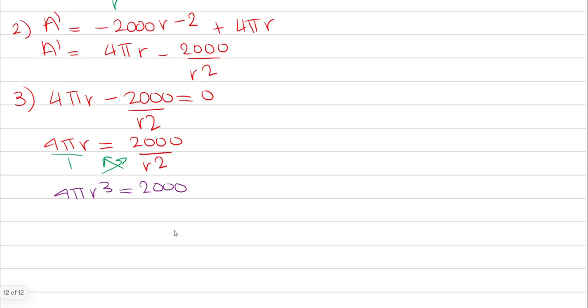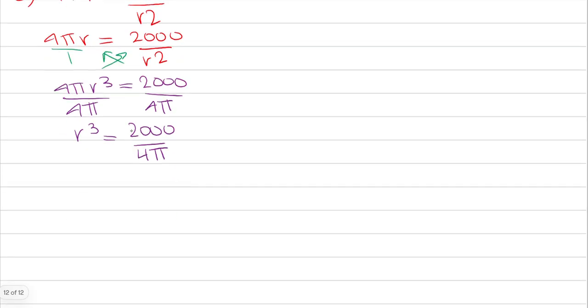Now I need to find my r. I'm going to divide by 4 pi so I can get my variable alone on one side. I'm going to end up with r cubed equals 2000 over 4 pi. Now don't put this on the calculator like this. Put it on the calculator so I can find r alone. I am going to take the third root of 2000 divided by 4 pi, and once we do that I get my r to be 5.4.